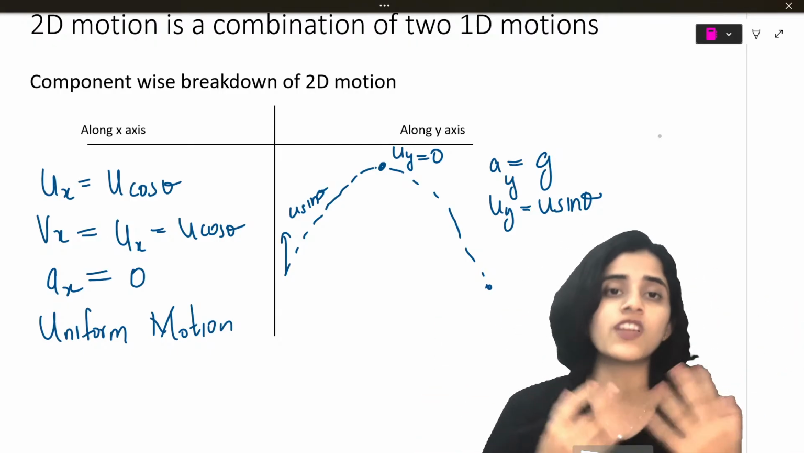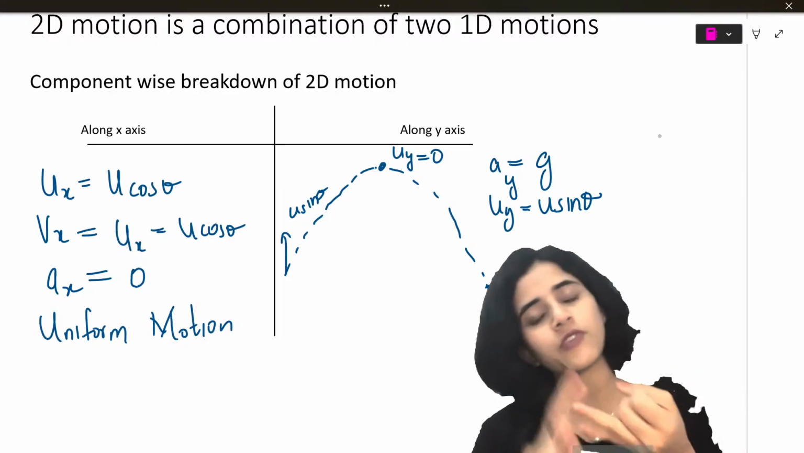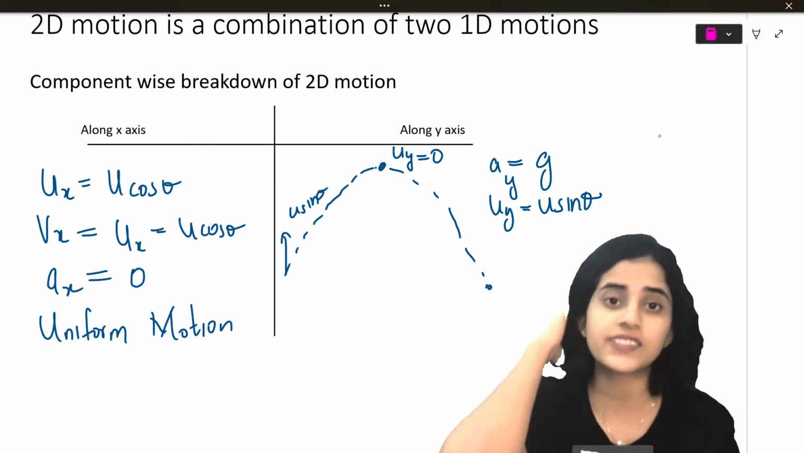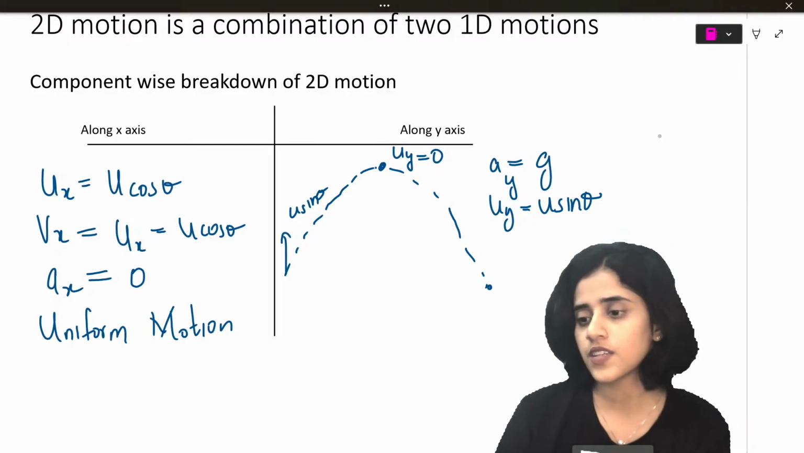Now we will derive range, show that it is a parabola, all of those. Time of flight, all of that. Okay.